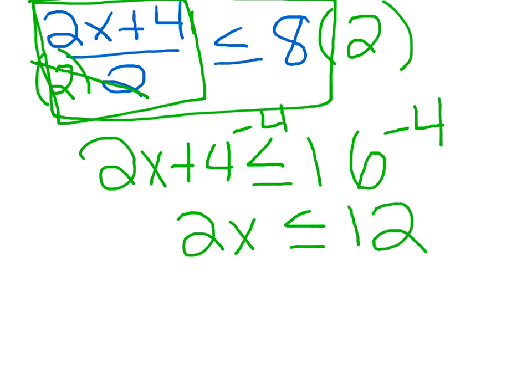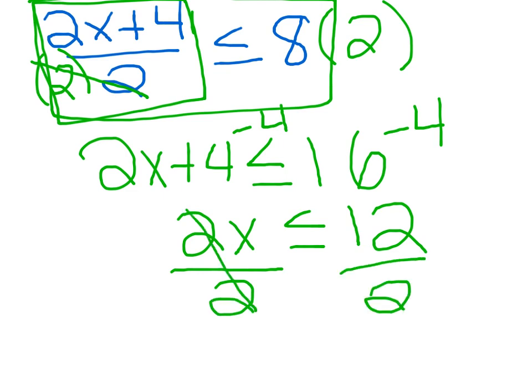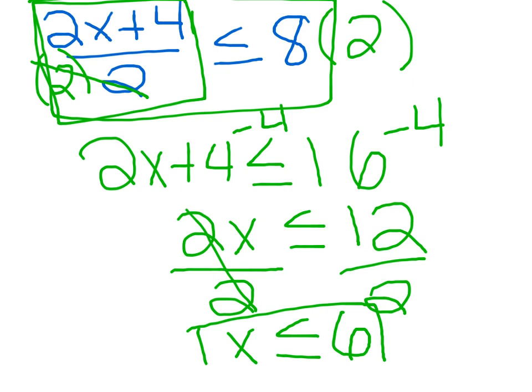Our last step will be to divide this side by 2, and whatever we do to that side, we have to do to the other. The 2's divide to 1, and we are left with x is less than or equal to 12 divided by 2, which is also 6. So this is our solution to our second part of our inequality.